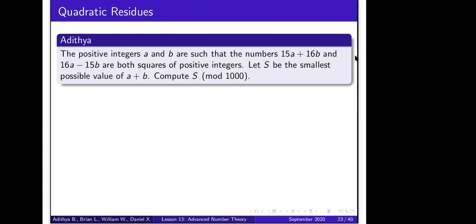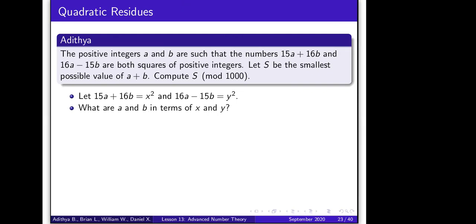Okay, so let's get started. The first natural thing to do here would be to just let 15a plus 16b be x squared and 16a minus 15b be y squared. So now we have two equations with a and b. So we can solve for a and b in terms of x squared and y squared. Can someone type in the chat what a and b are?